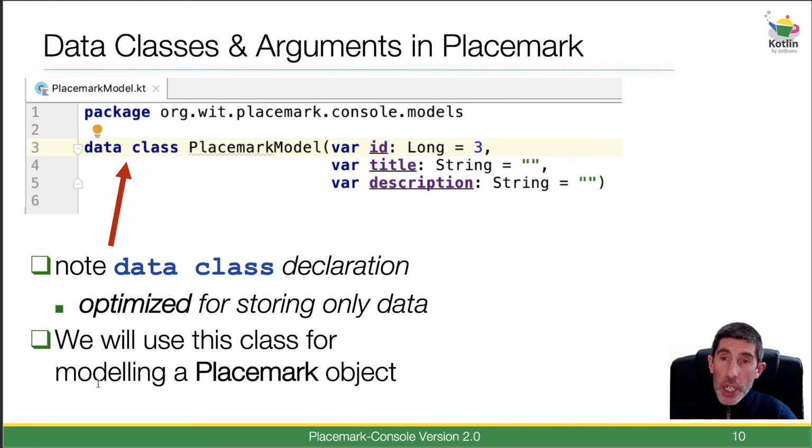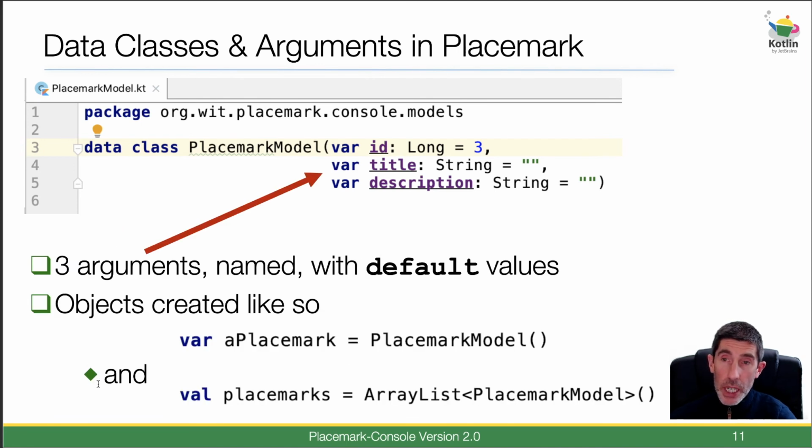Optimized for storing only data, so we get that dot equals, that copy function, supplied for us. And we will use this class for modeling a placemark object. So to begin with, in our console version, a placemark will essentially just hold a title, a description, and to be able to uniquely identify a placemark and go off and be able to find them, we're going to give it an ID as well. Okay, so that's what the placemark model represents.